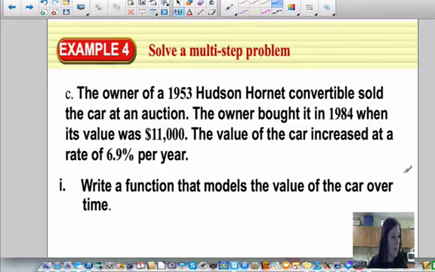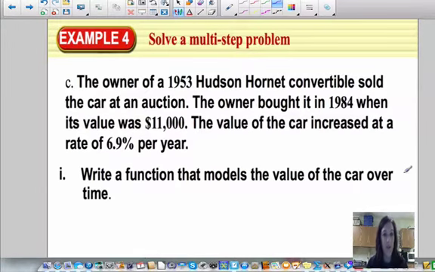So let's try a problem like that. The owner of a 1953 Hudson Hornet convertible sold the car at an auction. The owner bought it in 1984 when its value was $11,000. The value of the car increased at a rate of 6.9% per year. We're going to write a function that models the value of the car over time.